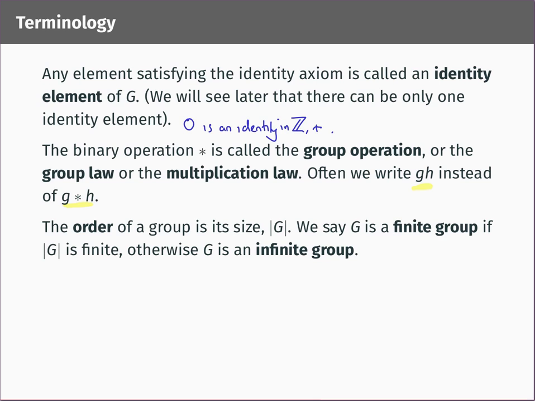Finally, we talk about the order of a group to refer to the size of the set capital G. So if you have a group G under a binary operation star, then the order of the group just refers to the size of the set G. And we say that G is a finite group if the size of that set is finite. Otherwise, we say that G is an infinite group.